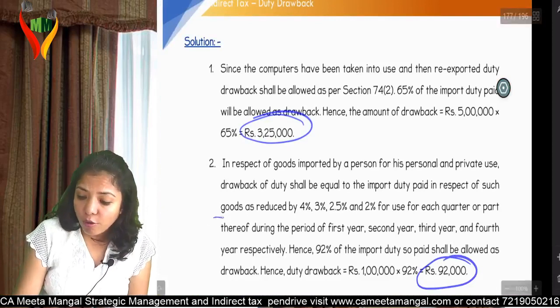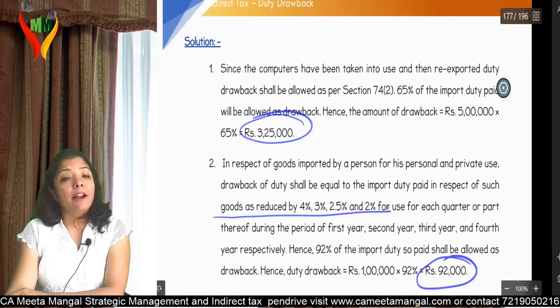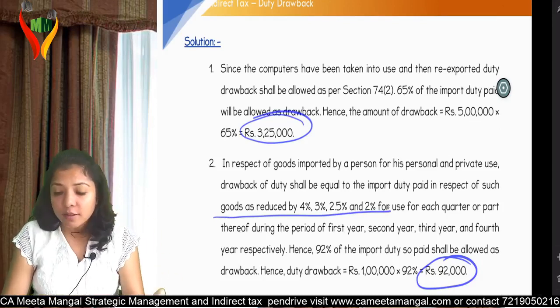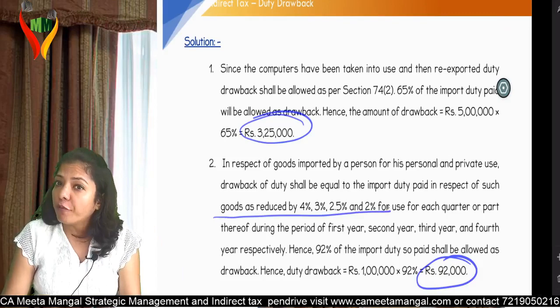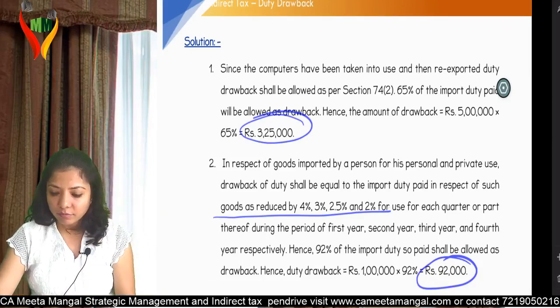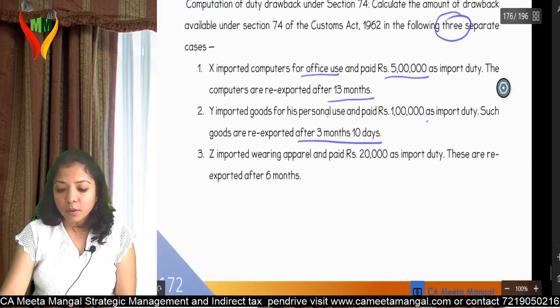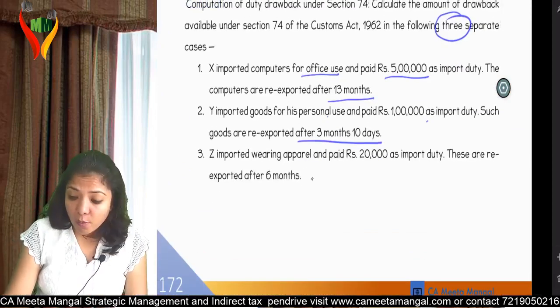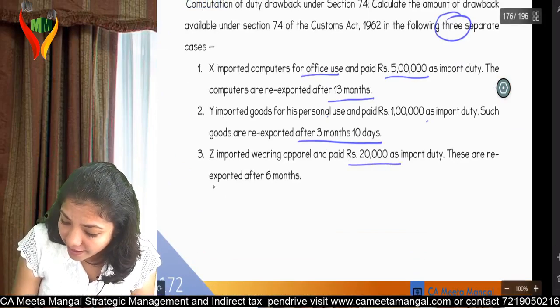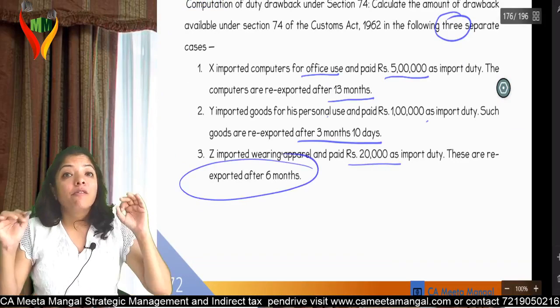But again, you have to give the provision that in the first year every quarter 4%, second year every quarter 3%, third year every quarter 2.5%, fourth year every quarter 2% will get reduced. Am I clear? And the third question: they imported wearing apparel and paid 20,000 as import duty and they re-export after 6 months. Boss, very important.